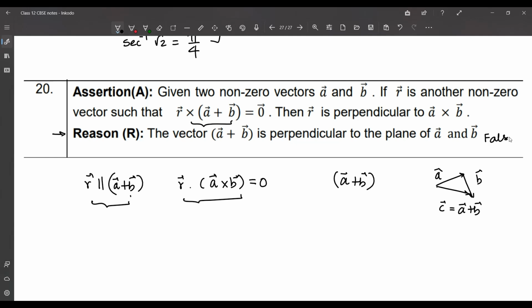A vector plus B vector is perpendicular to the plane containing A and B is false. Assertion is true. So because reason is false, assertion has to be true. So option C is the correct answer. So with that, we'll wind up this session. We'll meet in another session where we'll discuss some more problems from the sample question paper.